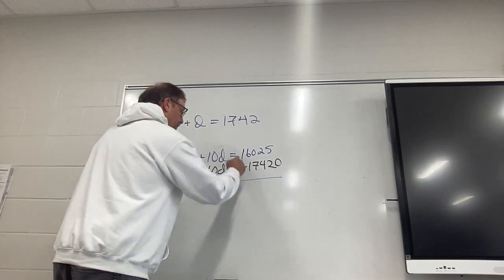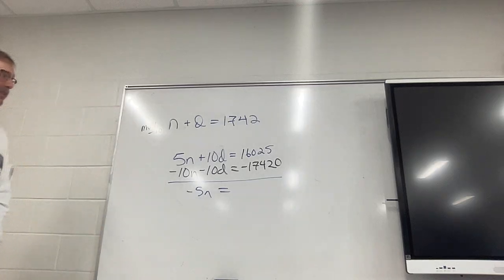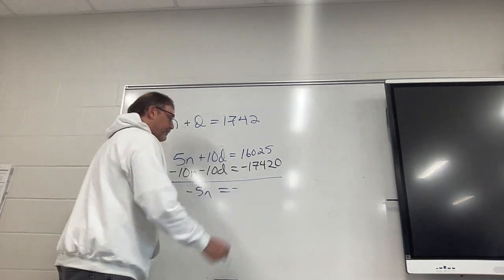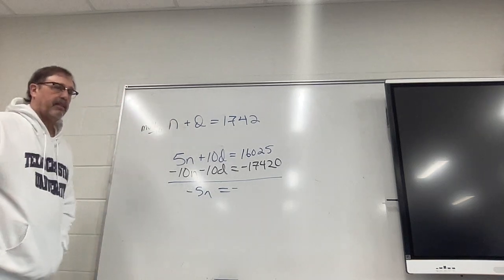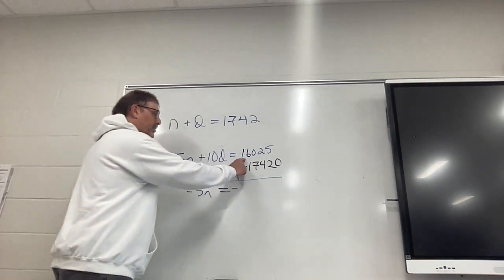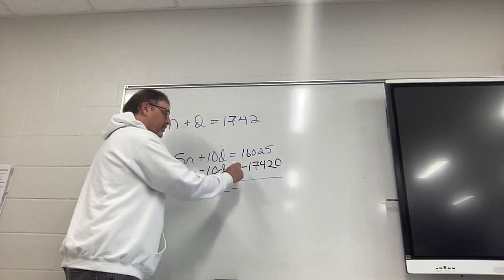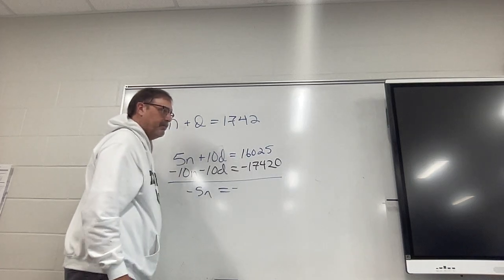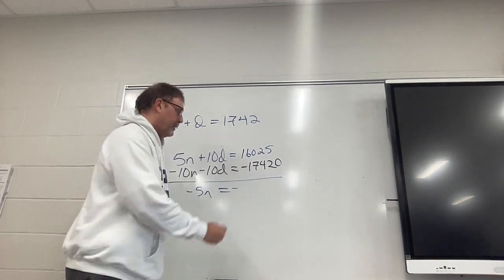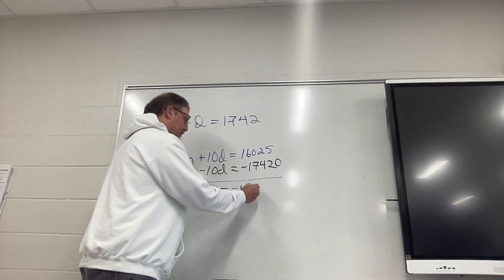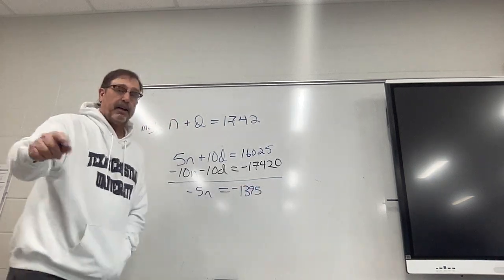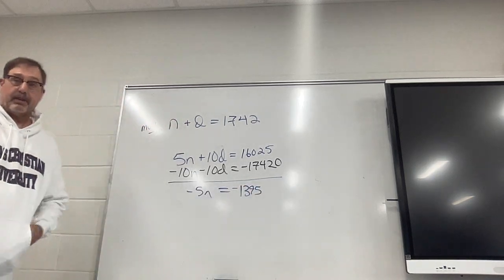I need help, somebody with a calculator, please. 16025 plus negative 17420, or 16025 minus 17420, help? Your homework's about to get 8,000 times bigger if somebody doesn't do this minus this, or this plus negative this. Negative 1395. Best kid.